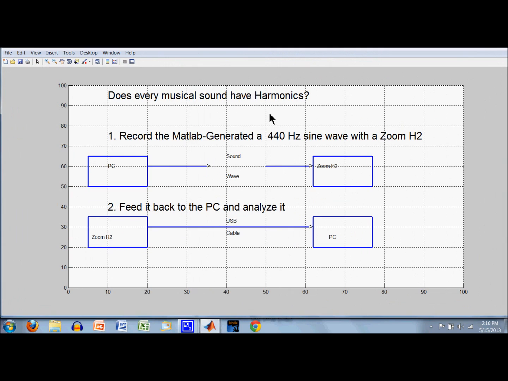Okay, one last signal. We're going to generate a 440 hertz sine wave inside the computer like we did for the first example. This time I sent the signal out on the speaker of the PC into a sound wave. I collected it at the microphone of a Zoom H2. Then I hooked up a USB cable and read the recorded signal back to the PC, and then I took a look at it via these tools. And here's the result.